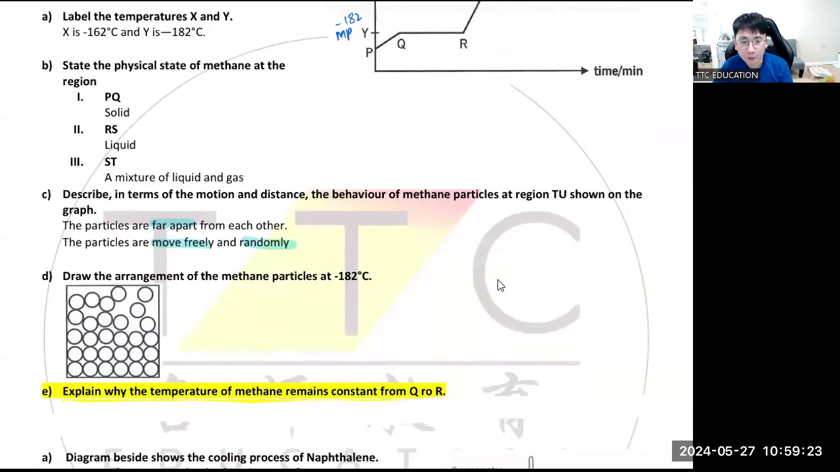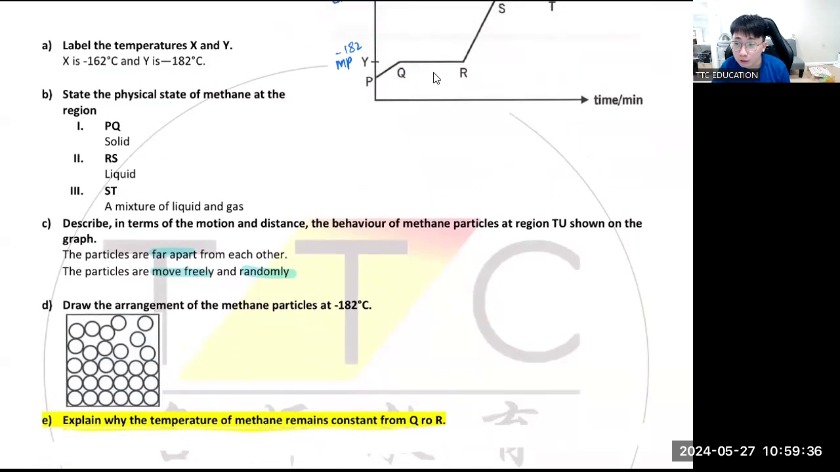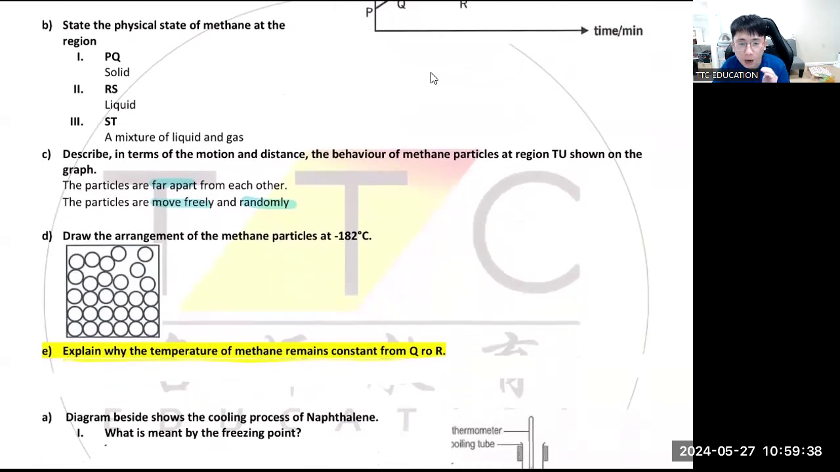Okay, and then explain why temperature of methane remain constant from Q to R. This is Q to R. Okay, so for Q to R, what happened is, you see, is actually melting halfway. Okay, so they ask you why during melting, the temperature don't go up. So this is also a very common question for heating and cooling curve. Every time, if they ask you heating curve or cooling curve, confirm they're gonna ask you why constant temperature. So for heating, got his own answer. For cooling, also got another answer.